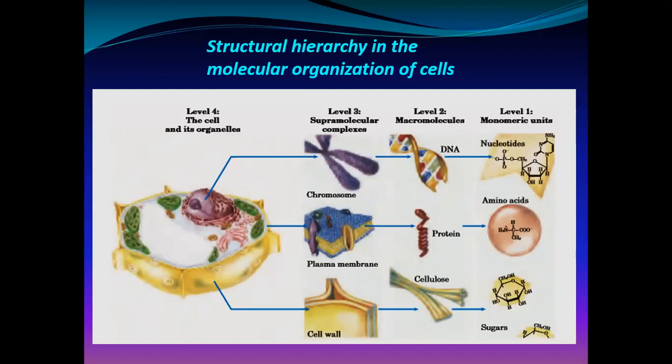How did this molecular organization of the cell take place? You can see every organelle inside the cells, these molecules are involved. And not only that, the membrane covering all these organelles and forming the cell is also made out of what? Protein, lipids, carbohydrates. So this is what we call the structural hierarchy in the molecular organization of a cell. Level 1, monomeric units. Level 2 is macromolecules. Level 3 is supramolecular complexes. And level 4 is the cell and its organelles.